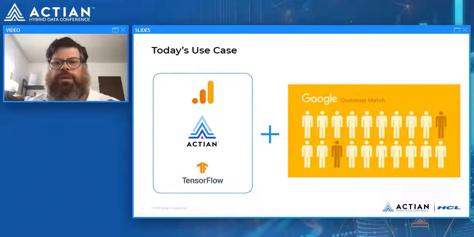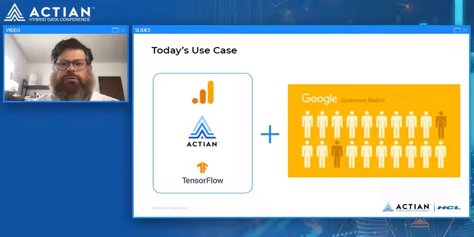So for today's use case, we're going to take a sample of, let's say, Google Analytics data, and ingest data sets into the Actian Vector database. On top of that, we use data science libraries, TensorFlow, produced by Google, to create our models and our recommendations, and then push that into Google Customer Match. Google Customer Match is within the Google Ads platform, and it allows you to use first-party matching techniques to push retargeting, upselling, or even removal from campaigns based on your first-party data, reaching audiences within the Google ecosystem.